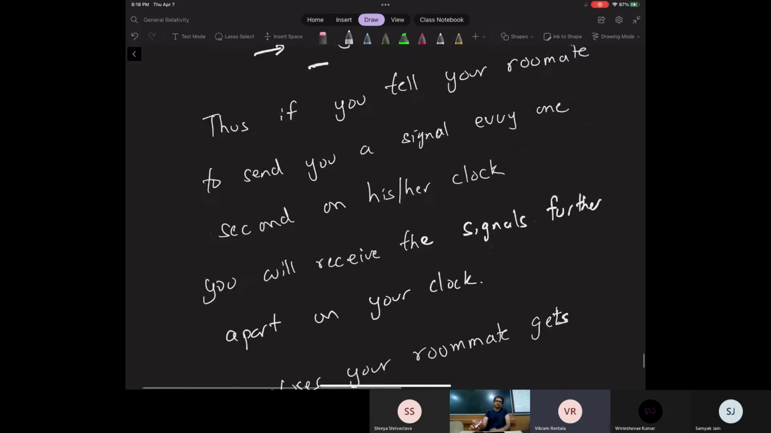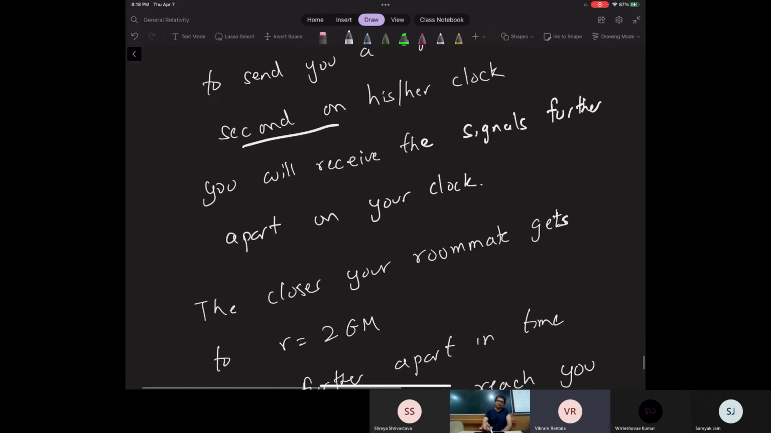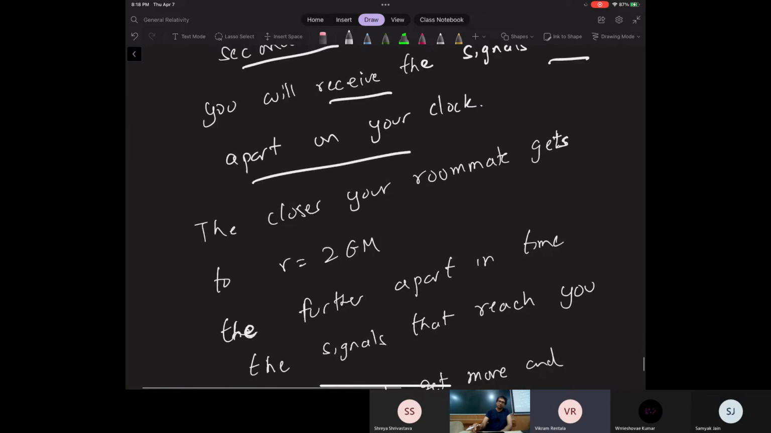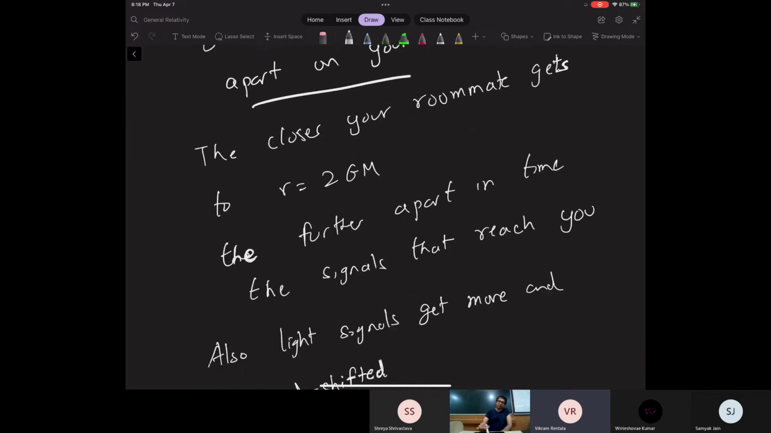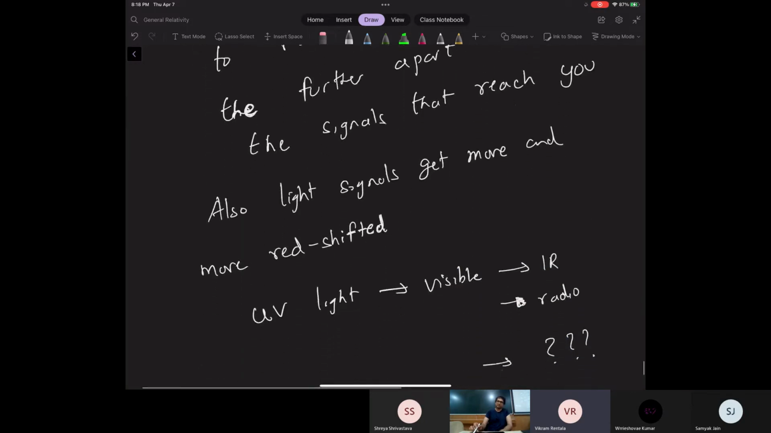So if you tell your roommate to send you a signal every 1 second on his or her clock, you will still receive the signals. They will just be further and further apart on your clock, the closer and closer the roommate is to the black hole. So the closer your roommate gets, the further apart in time the signals that reach you.